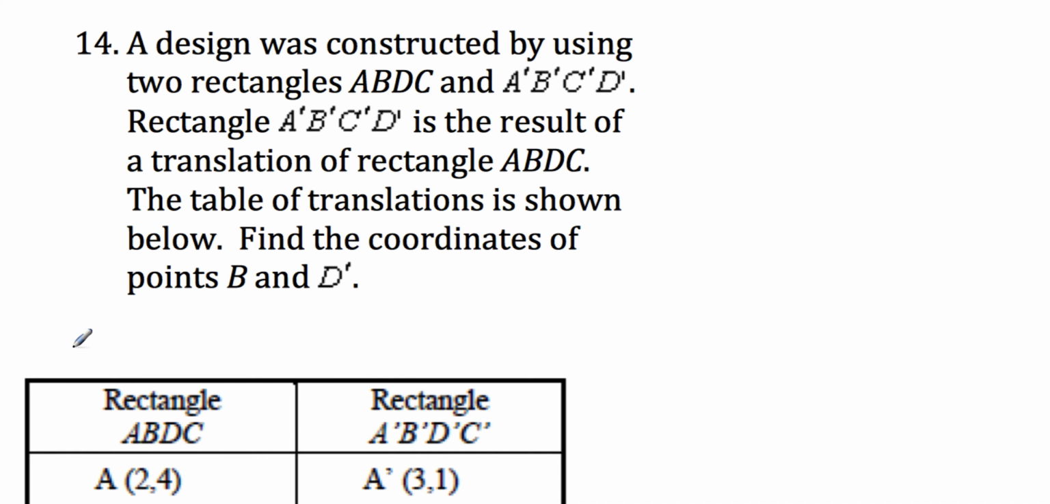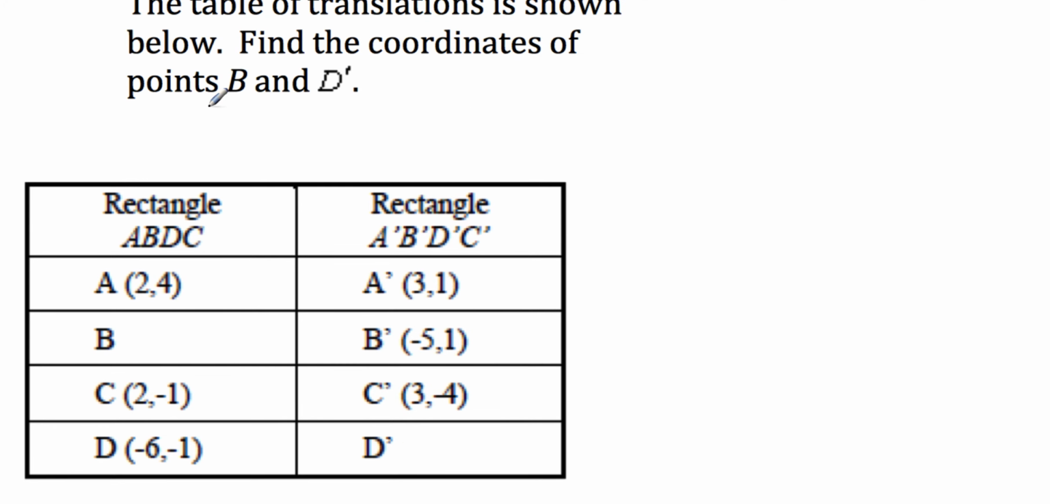All right, let's look at number 14. Design was constructed. So here you can see that this is our original, and that's our new image. Then what happened to x and what happened to y? Let's look at it. 2 became 3.